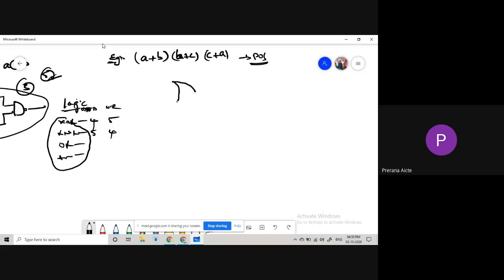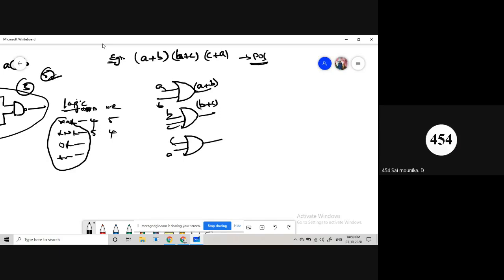So this one is A plus B, if I'm taking A, B. The second one is B plus C. This one is one term and this one is another term. Similarly the last term is C plus A. These three terms are added or multiplied? Multiplied, sir. That's why we are taking one AND gate.